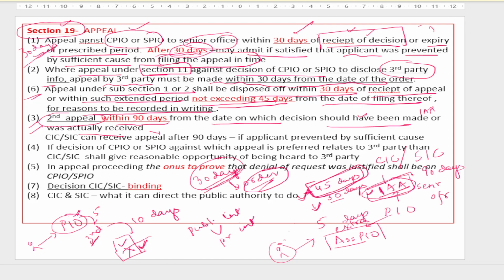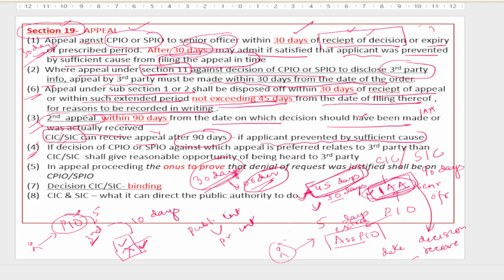Or suppose the first appellate authority gives a decision, and the decision is not in favor of the applicant. So the applicant can appeal against this decision. The first appellate authority will give notice of its decision to the applicant also. When the applicant receives the notice, from that date, within a period of 90 days, the applicant can apply to the second appellate authority. And the information commissions at the central and state level, whether it is the Central Information Commission or a State Information Commission, can receive the appeal after 90 days also if the applicant was prevented by sufficient cause from filing the appeal.